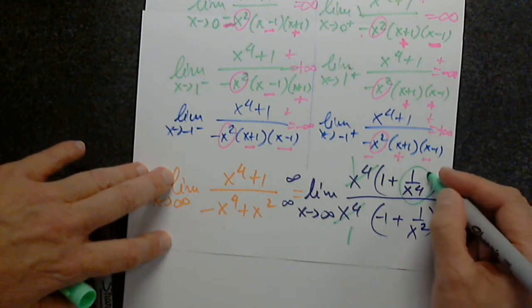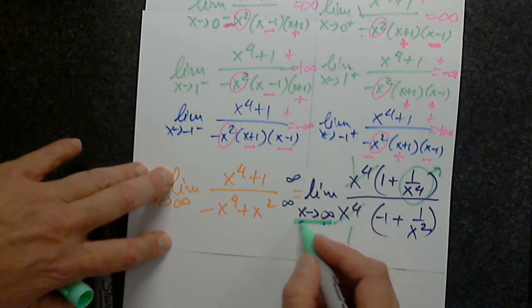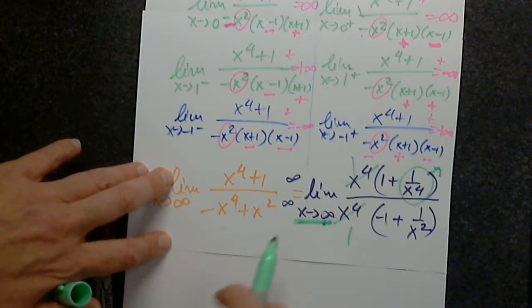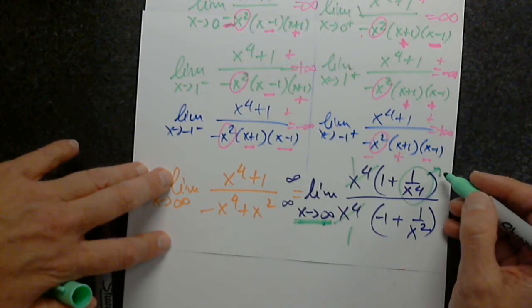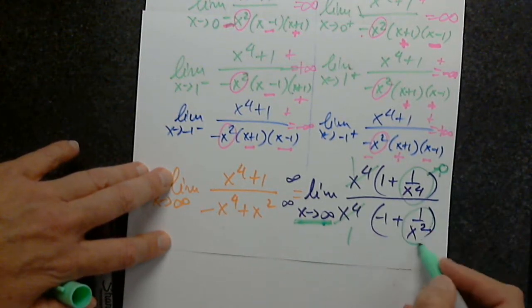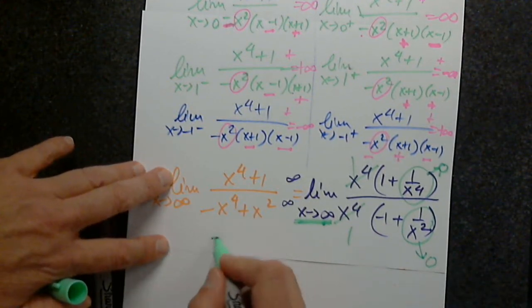And now I ask myself, where does this go? Remember, only when x approaches infinity. Because if x approaches 2, this is 1 over 16. But when x approaches infinity, it's a different story. What does it equal to? Excellent. Where does this go? 0. Awesome. What is the final answer?